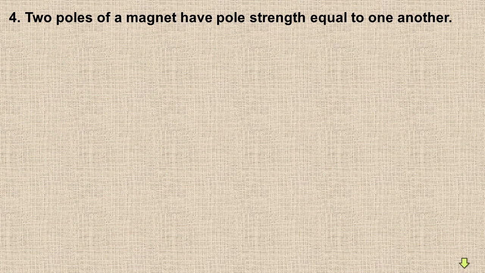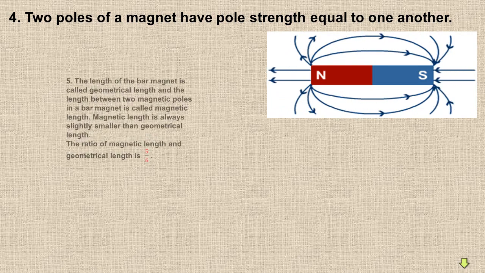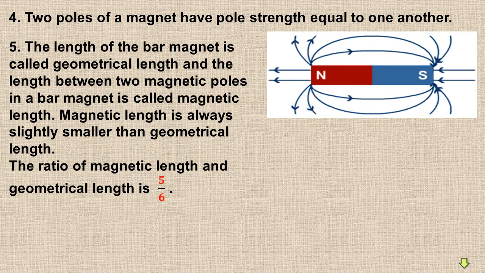Fourth point, the two poles of a magnet have pole strength equal to one another. The length of the bar magnet is called the geometrical length, and the length between the two magnetic poles in a bar magnet is called the magnetic length. Magnetic length is always slightly smaller than the geometrical length because we measure the length only from the poles, not from the ends of the bar magnet.